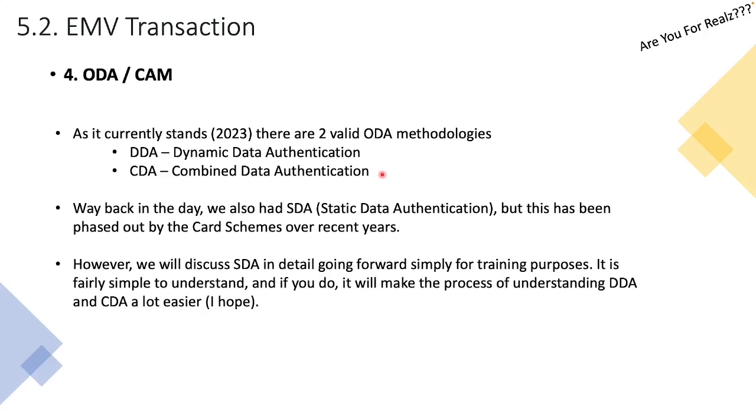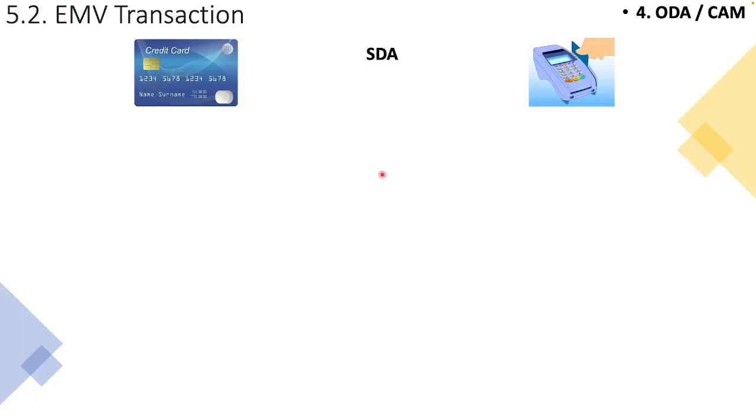That being said, we will be discussing SDA in detail going forward, and the purpose of this is simply to make our understanding of ODA easier. The SDA process is very easy to understand and simple to follow. DDA and CDA are quite a bit more complex, but if you understand how SDA works, then it's just a matter of understanding the additional complexities of DDA and CDA and building upon your SDA knowledge. All right, so let's get cracking with SDA.